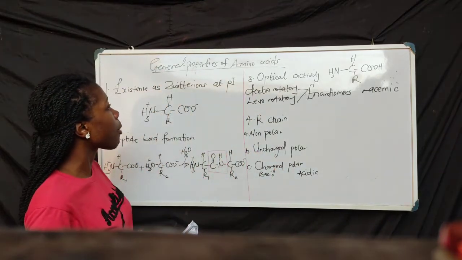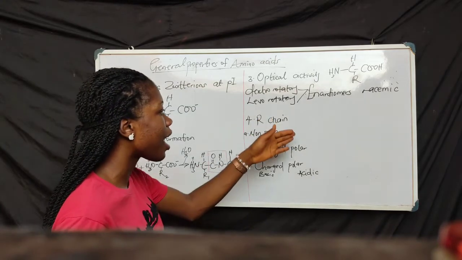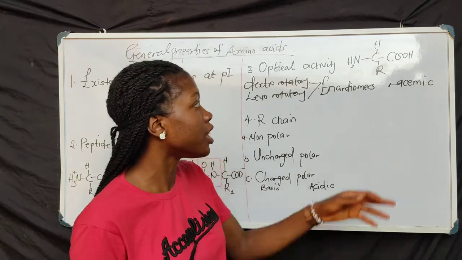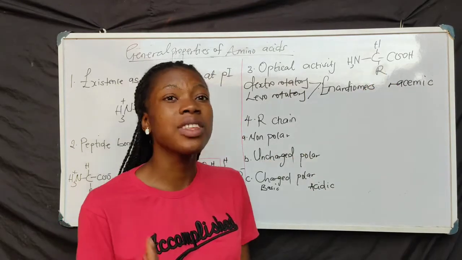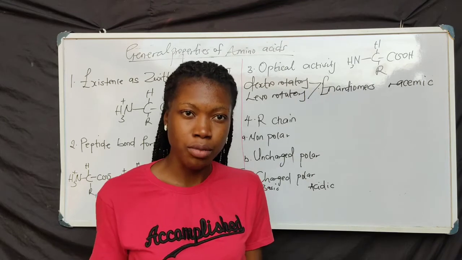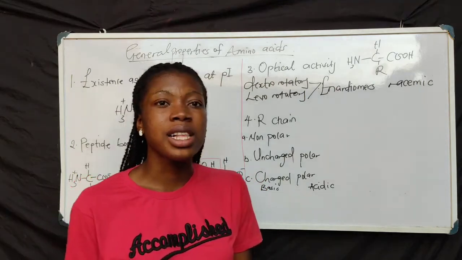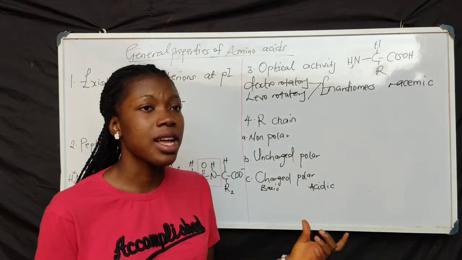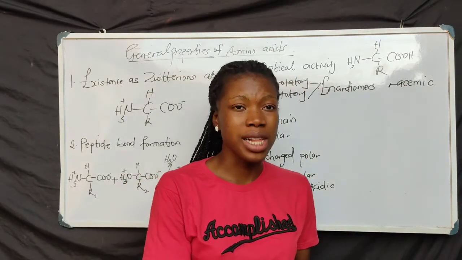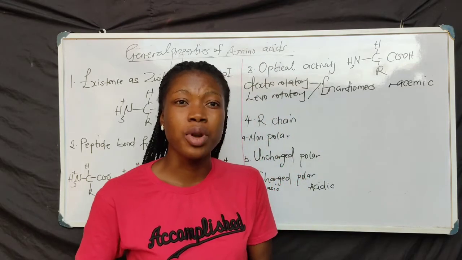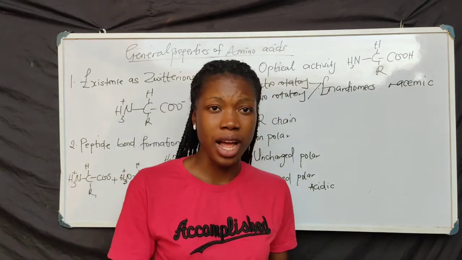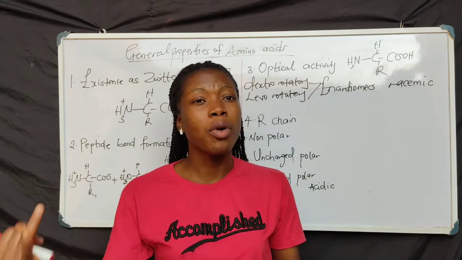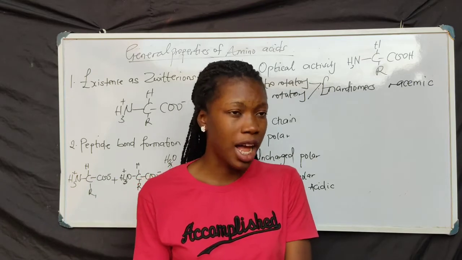The next property of amino acids we're going to discuss is the R chain. We can identify amino acids based on their side chains, and because they have different side chains, we can classify them too. Now, let's classify amino acids based on their polarity. I classified amino acids here based on polarity as non-polar amino acids, then uncharged polar, and charged polar. It's more like saying amino acids are classified into non-polar and polar. Then under polar we have charged and uncharged polar amino acids.